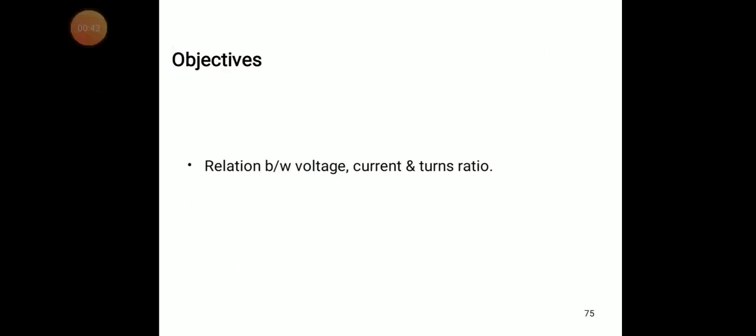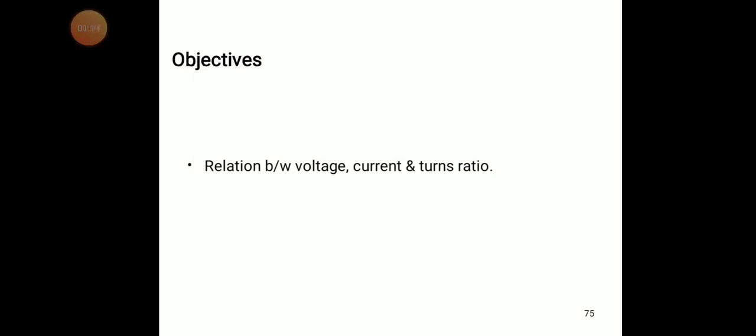So now we are going to discuss the relation between the voltage, current and turns ratio of the transformer. We already know that the transformer is a static device which can transfer electrical energy from one circuit to another circuit without changing the frequency and without any electrical connection between these two circuits. That is the advantage of the transformer.